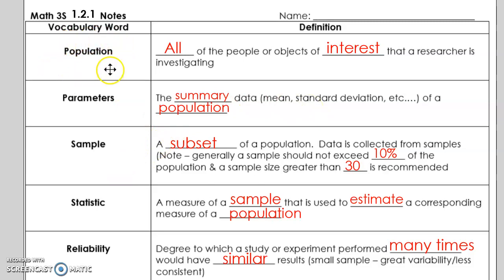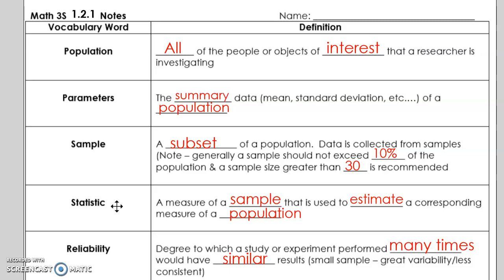A smaller subset of the population is called the sample. So a sample is a subset of a population. Data is collected from samples. Usually the sample should not exceed 10% of the population, but you definitely want a sample size greater than 30. Now any mathematical computation that needs to occur for the sample, that is called the statistic.